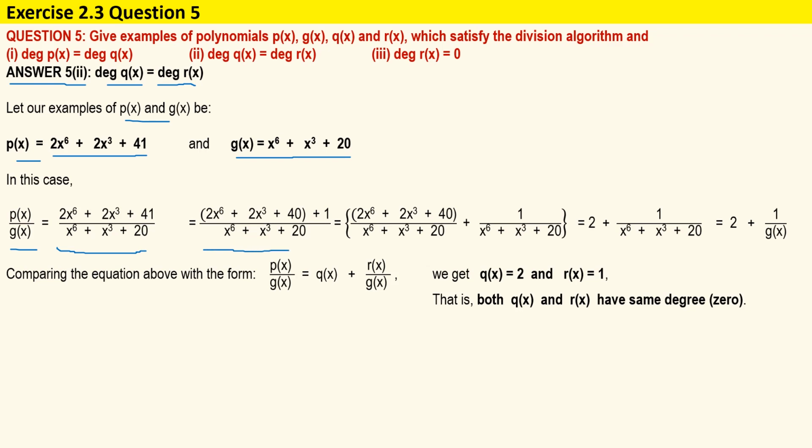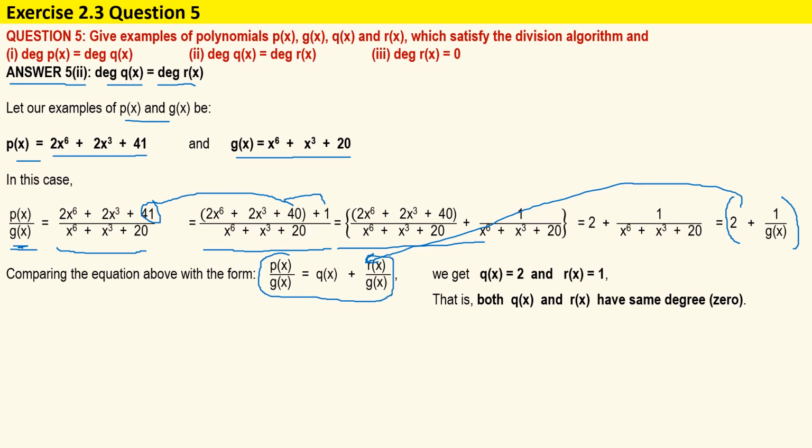This, on further simplification, because here we have split 41 into 40 plus 1, and then we further simplified it, we got p(x) by g(x) to be equal to 2 + 1 divided by g(x). So now if we compare this with the expression p(x) by g(x) is equal to q(x) + r(x) by g(x), we see the quotient is 2 and r is 1 in our case.